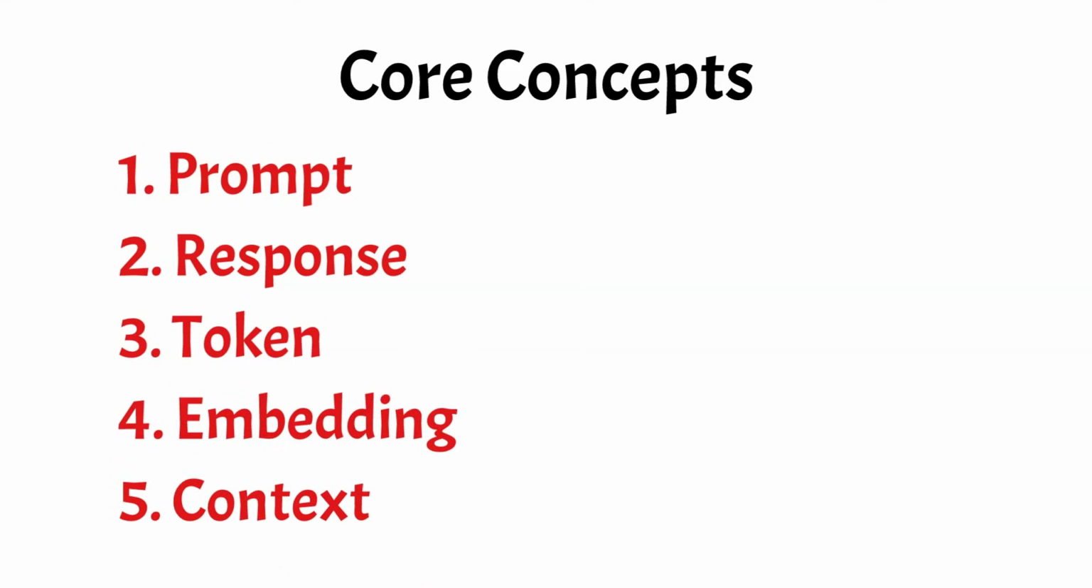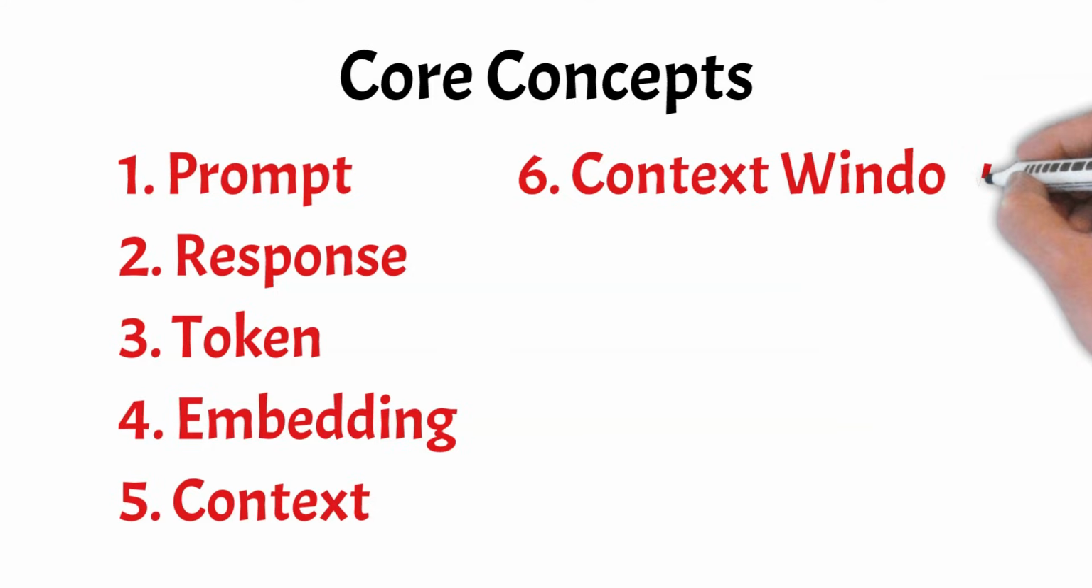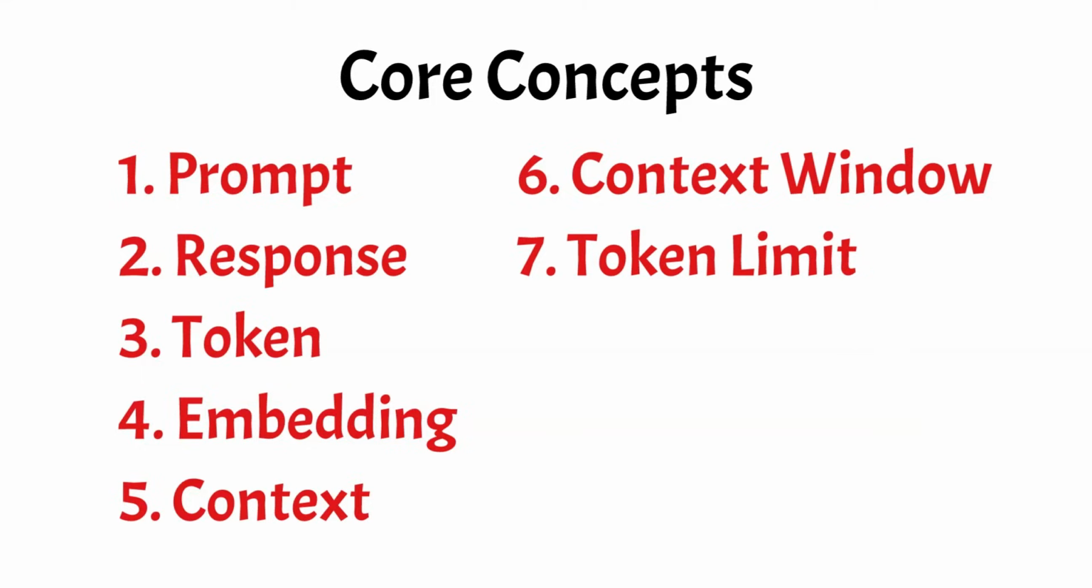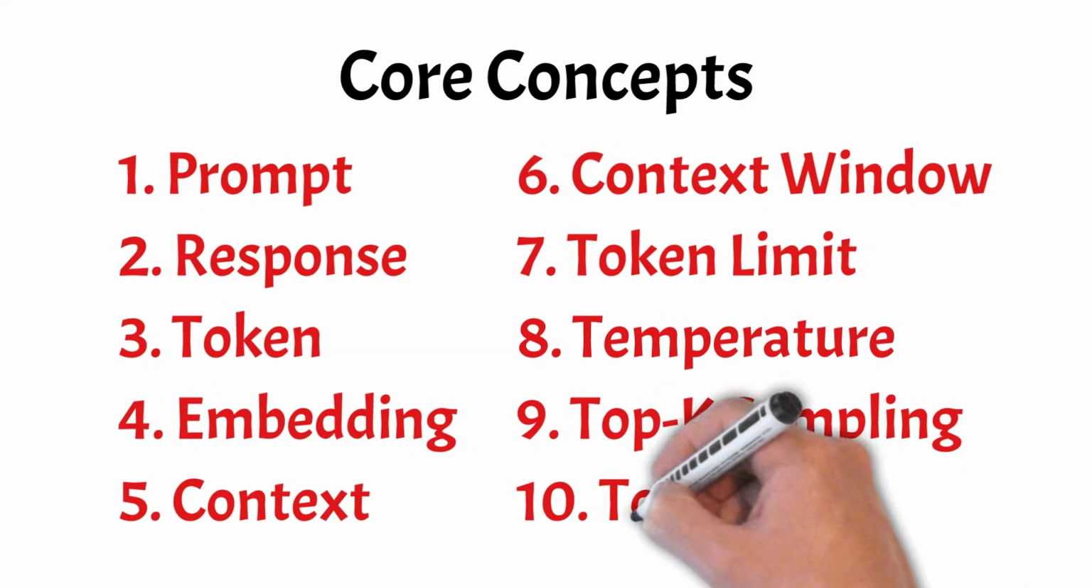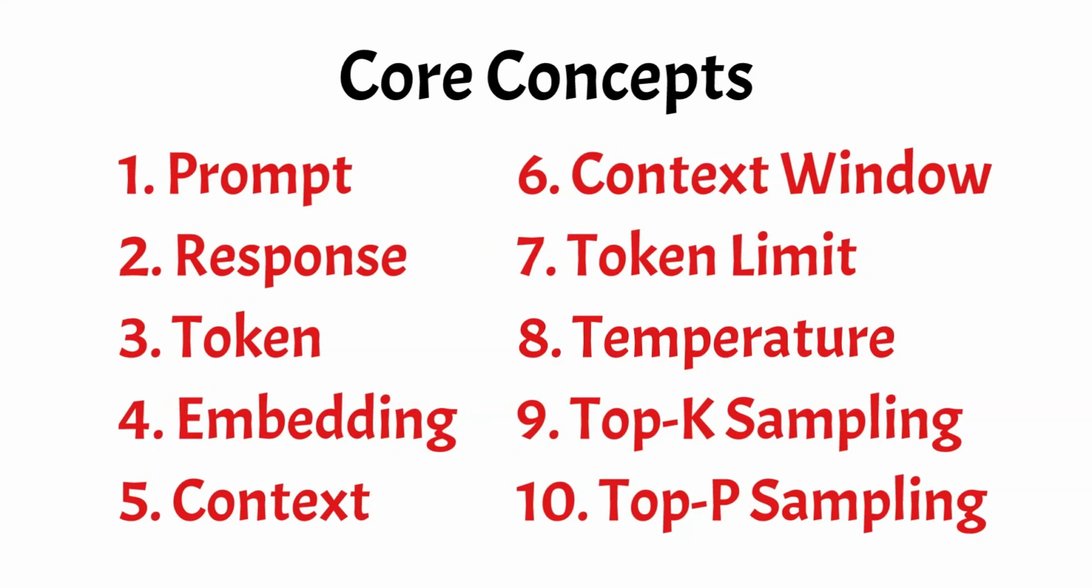Each response depends on context, the surrounding information that helps the model stay relevant to your question. But this memory has limits. The context window defines how much the model can handle at once, and the token limit sets how long your message and its answer can be. When generating text, settings like temperature, top K, and top P sampling control how creative or precise the output feels, from focused and factual to free and imaginative. These are the key concepts that shape how large language models communicate, and in the next chapters, we'll see how each of them affects the LLM.